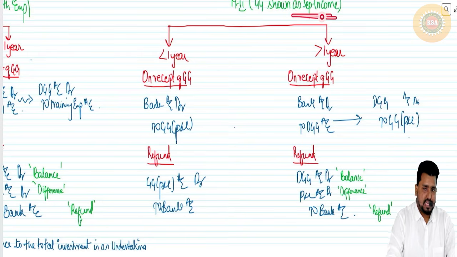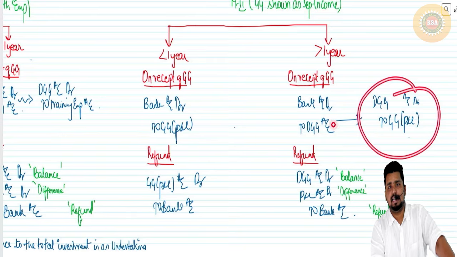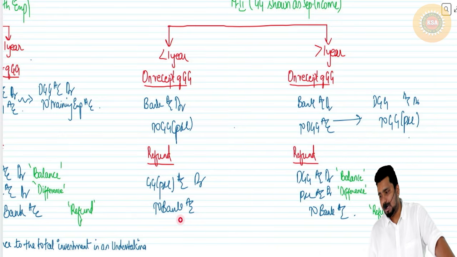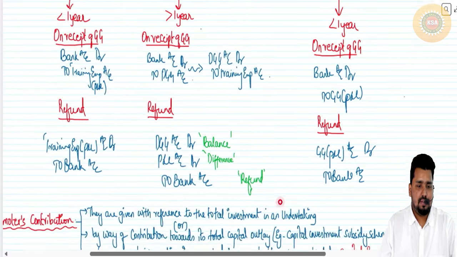Sir, I am showing a separate income, sir. Then who will come into picture? DGG. What is the transfer entry? DGG to. When I refund, what is the journal entry? DGG account debit, P&L account debit. Clear or not clear?